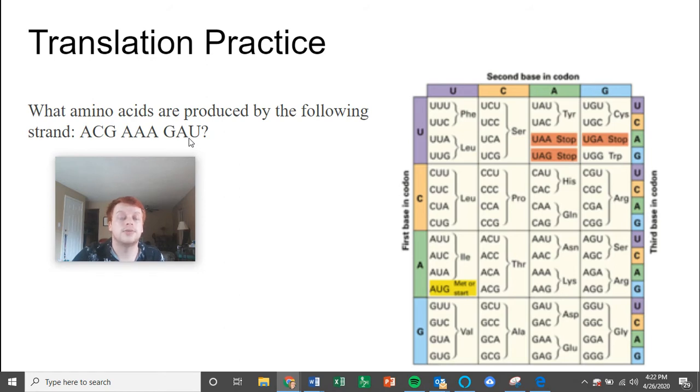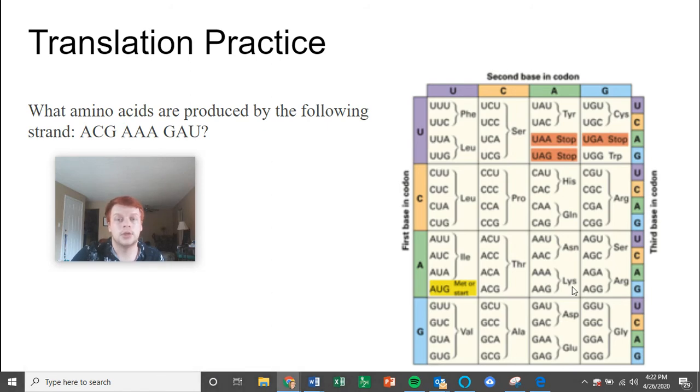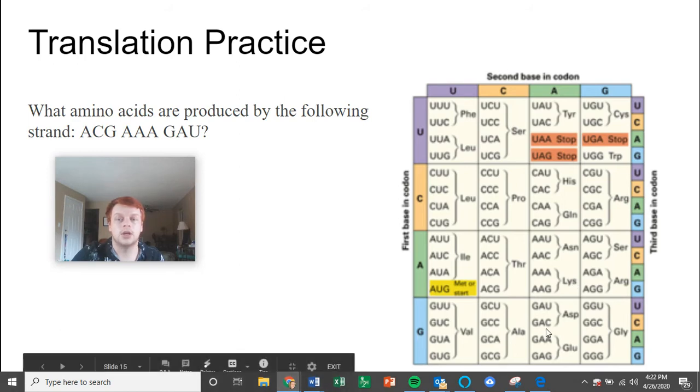All right, so for our second grouping here, we have triple A. So we're going to go to A here, then find A here. So we're looking in this overlap, right, because A and A. Then we want our third letter, which is also an A here, which produces lysine. And then for the final one, we have GAU. So we go to G, we go over to A, and then we go to U, which gives us ASP.